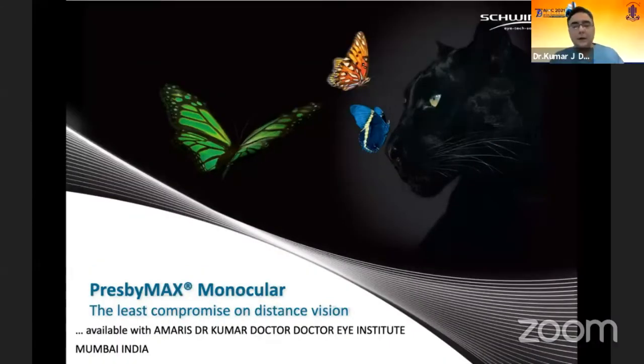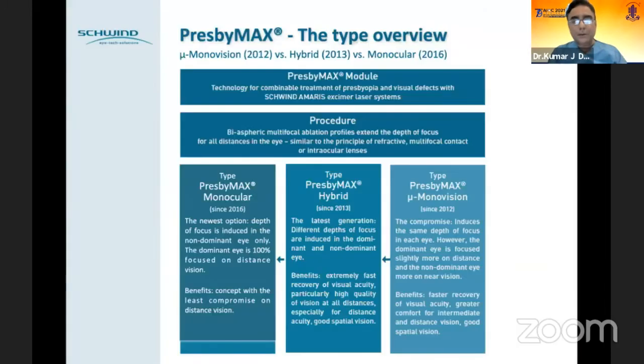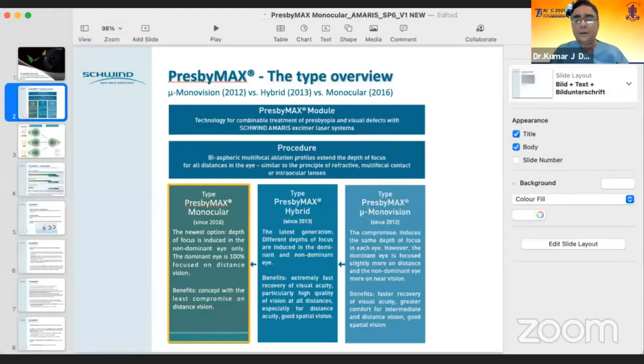So I was happy to see Mohita's presentation, and I've realized that all these presbyopic treatments are quite dependent on pupil size. And I'm going to add more to it. So the treatment from Schwind is called Presbymax, and we'll go a little bit into detail as to how it actually works. So here, of course, it's the same thing.